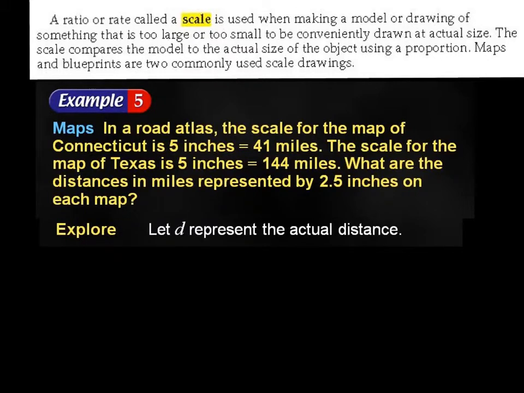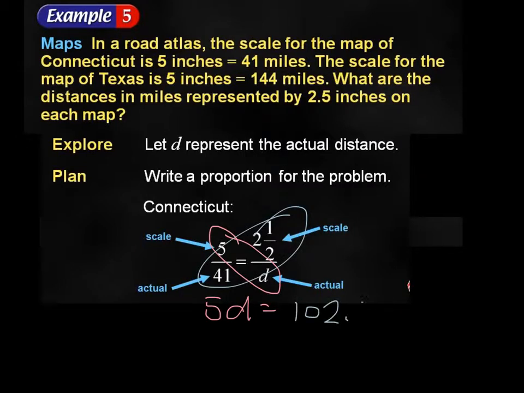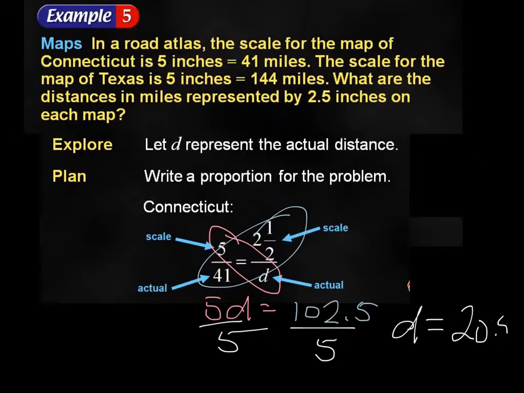They decided to let D equal the actual distance, which makes sense. So for Connecticut, our proportion would be 5, the scale, is to 41, the actual, as 2.5, the scale, is to D. Cross products, we're going to get 5D equals 41 times 2.5 is 102.5. So then to solve, all we have to do is divide both sides by 5, and I get D equals 20.5 miles.